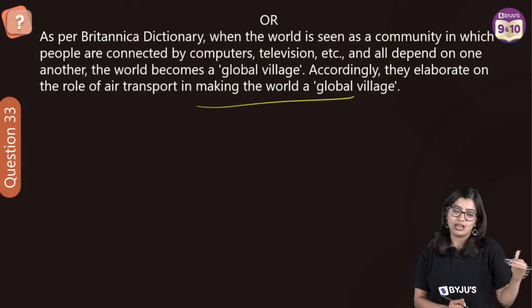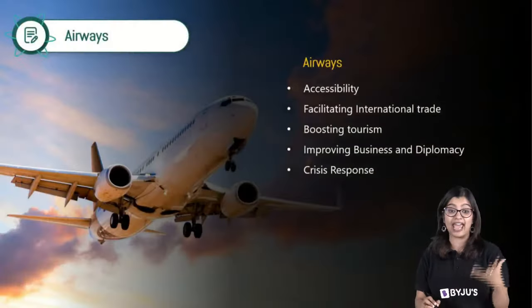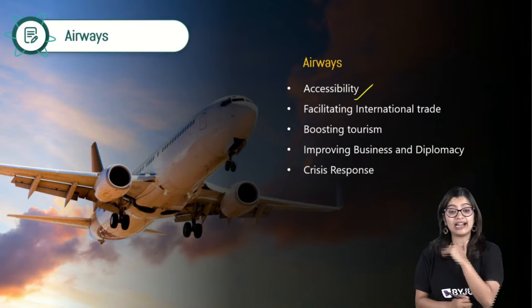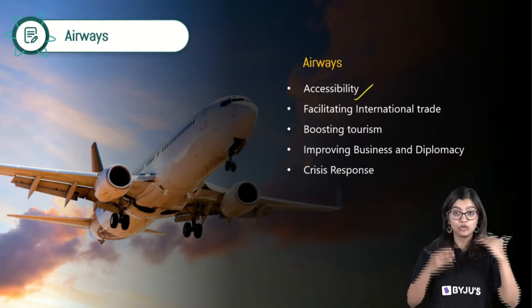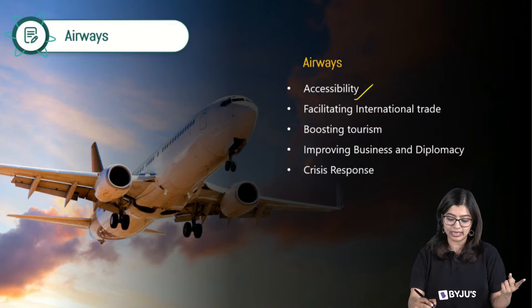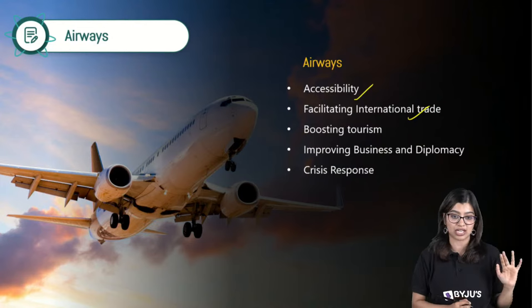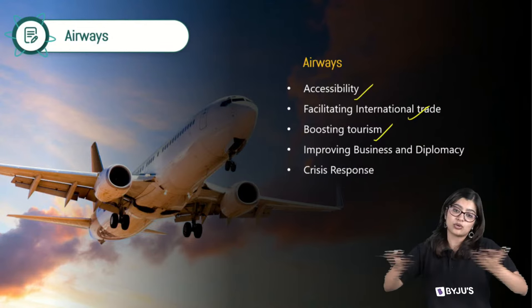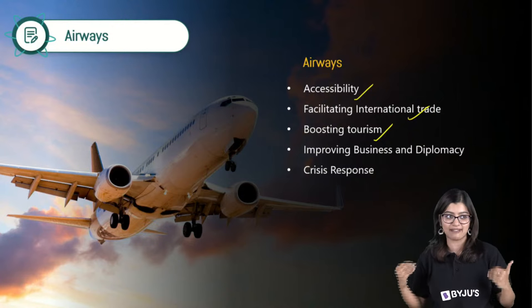Very simple. Now, when you talk about air transport, we know that air transport specifically, or airways, right? They provide accessibility. Now, we're able to go to different parts of the world using airways, right? So it increases accessibility, which also means that there is an increase in trade because now we have cargoes and everything that helps in the transfer. Very good. It boosts tourism. So if you all want to visit different parts of the world, you can easily visit it because we have airways.